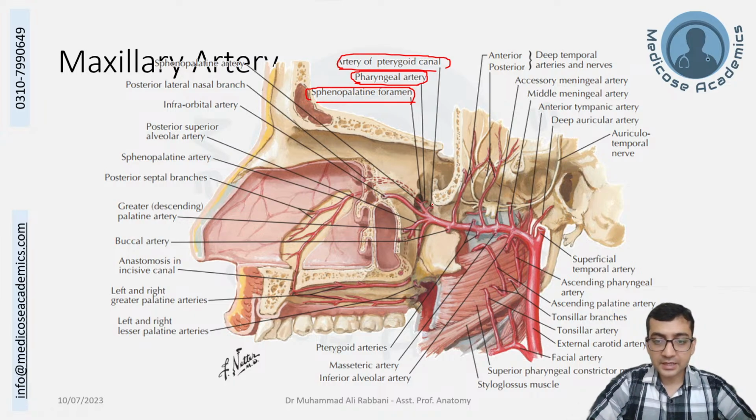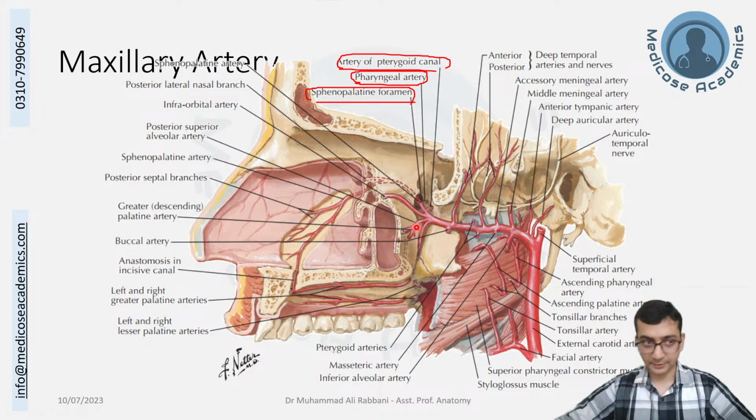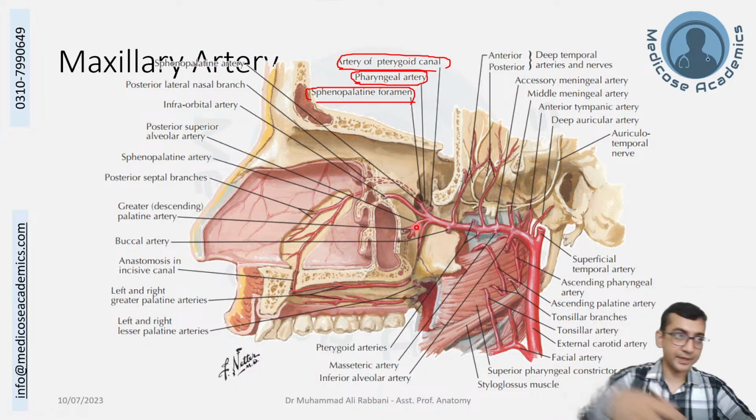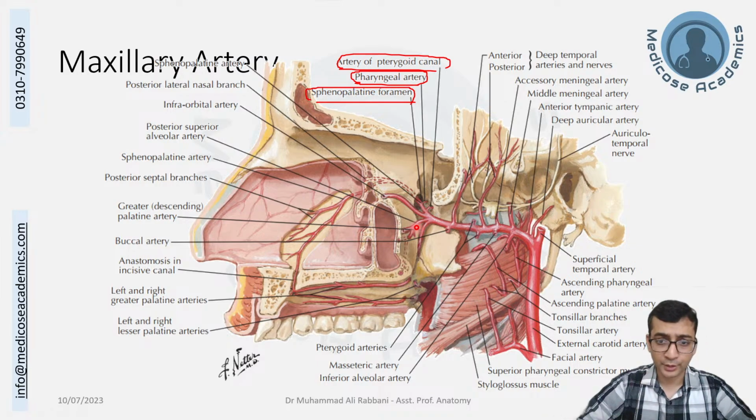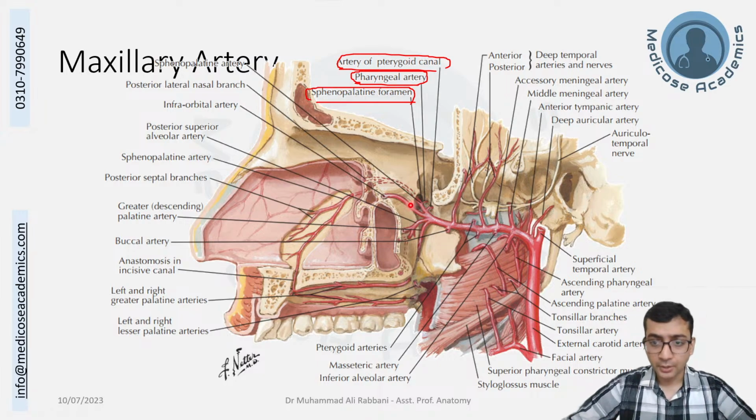So this is the artery that is going to the pterygoid canal. We will discuss in the cranial nerves. Pterygoid canal was the one that was bringing in the sympathetic and parasympathetic fibers to the pterygopalatine ganglion. Not going into the detail, it was coming from foramen lacerum to all the way here. So this was that nerve to the pterygoid canal. Then there is pharyngeal artery.